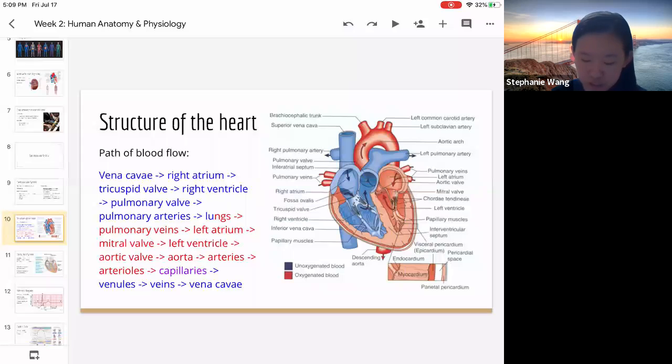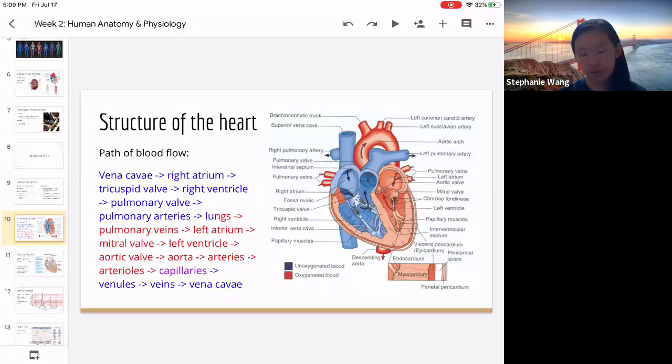So after it goes into the right ventricle, it goes through something called the pulmonary valve, and you can see the little black arrow pointing there. Then it goes up through the pulmonary valve into the right and left pulmonary arteries, which you can see in blue are there. They branch out a little bit. And then from those pulmonary arteries, they go to your lungs.